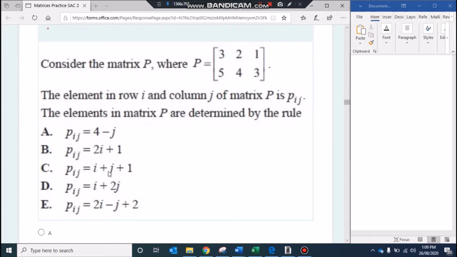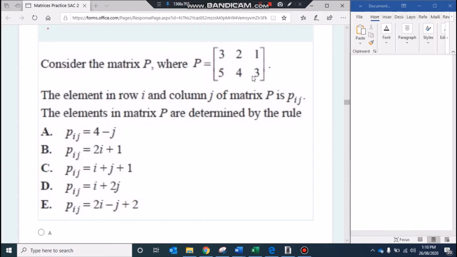Let's try C. It's I plus J plus 1. Let's try this very last element, because we know that I and J are going to be quite large. I is 2, and J is 3. So 2 plus 3 plus 1 is 6, which does not equal 3. So C is broken. D is I plus 2J.